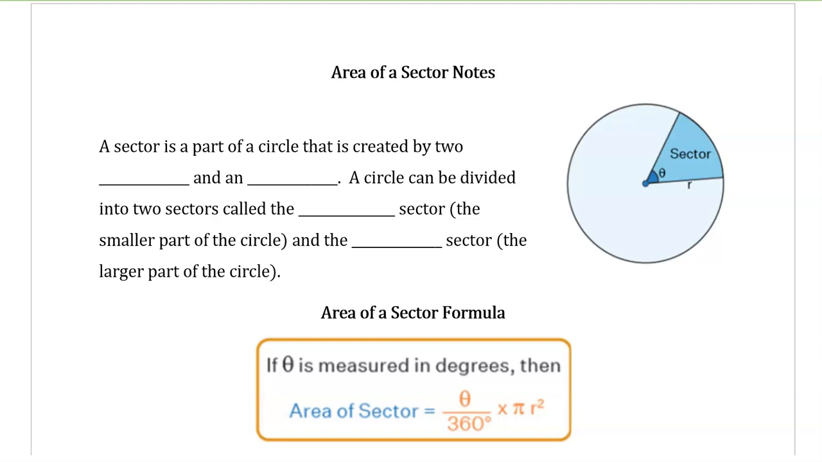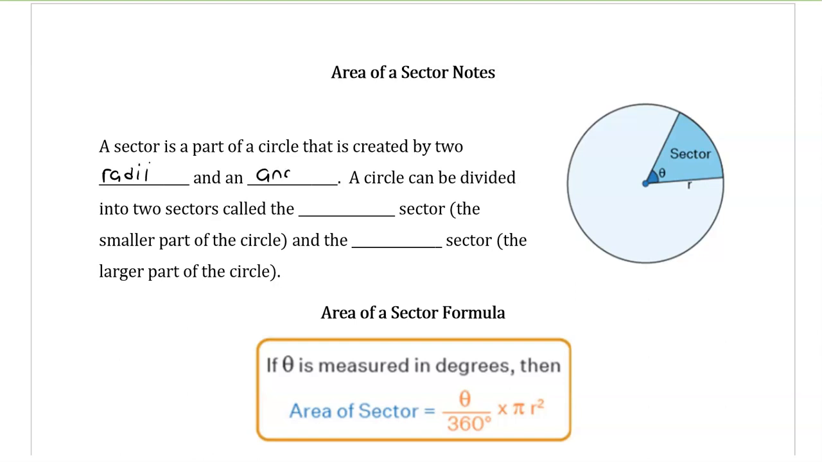So we're going to shift gears today, and we are going to talk about how to find the area of part of a circle. And the name of that, we're going to call it, is a sector. Sector meaning a section of the circle. So by definition, a sector is a part of a circle that is created by two radii, plural for radius, and an angle.